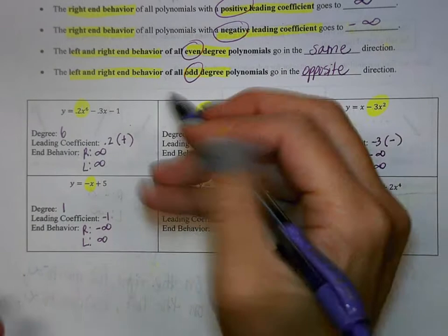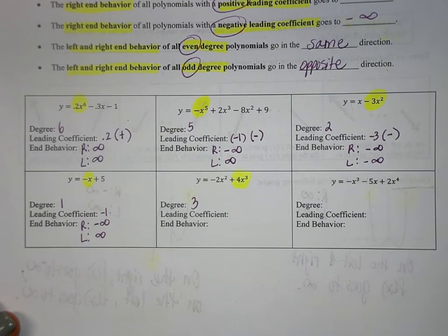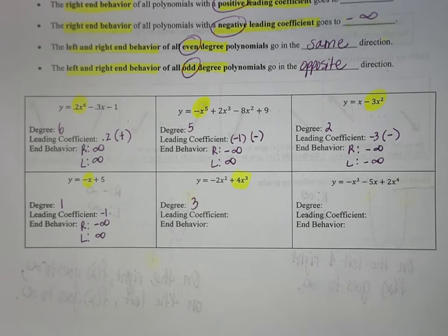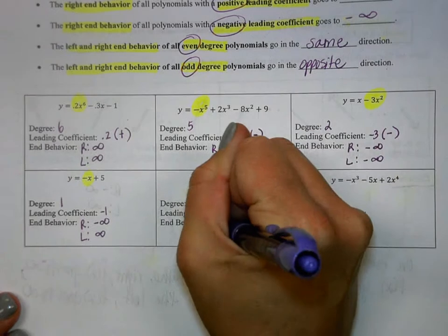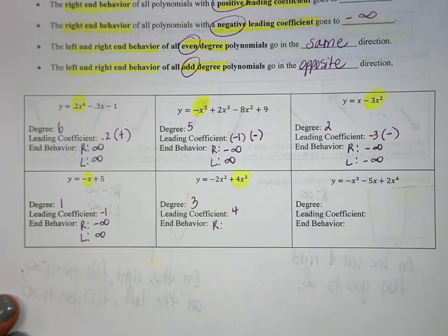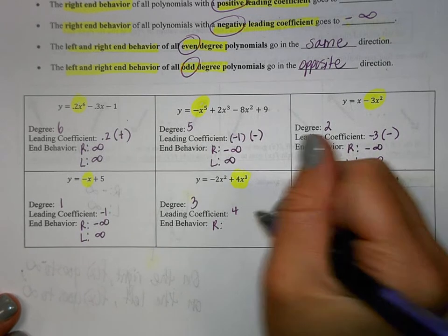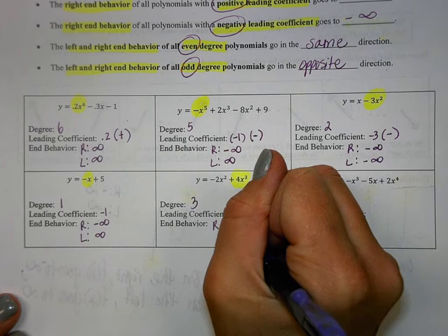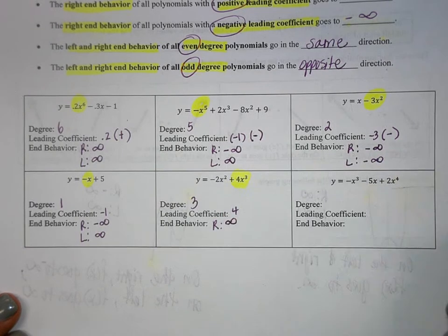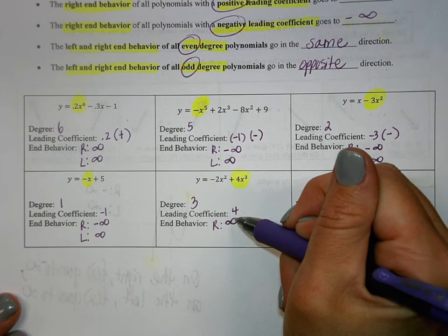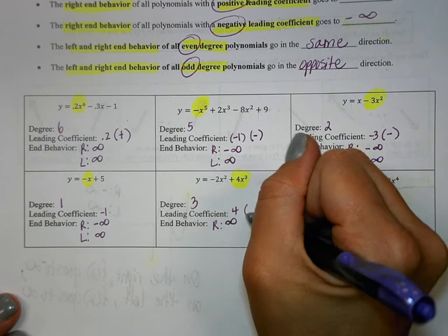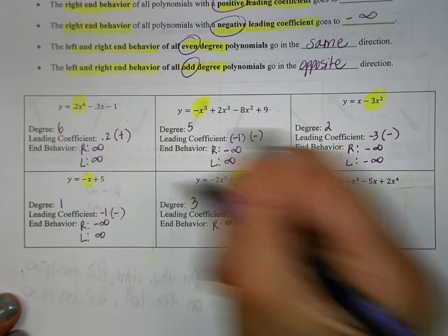Highest exponent. Okay, what is my lead coefficient? Oh my goodness. D'Angelo, what's my lead coefficient? 4. Very good. Okay, my right end behavior and why. Carrie, your right end behavior is positive infinity. How do you know? Because it's a positive lead coefficient. Good. Positive lead coefficient, right side is positive.